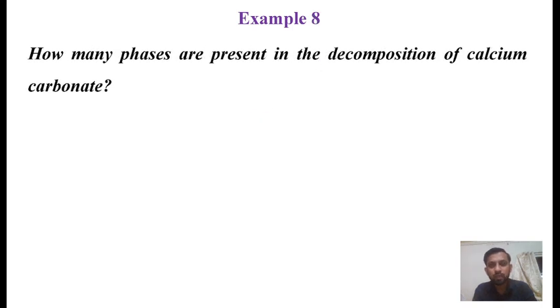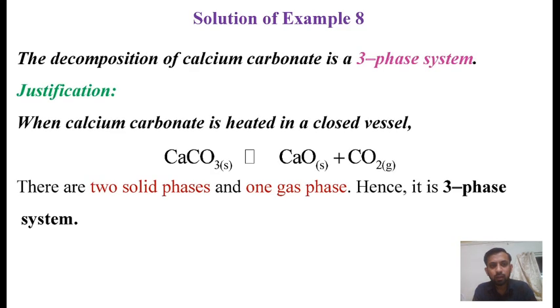How many phases are present in the decomposition of calcium carbonate? When calcium carbonate is heated in a closed vessel, the following equilibrium will be established. Calcium carbonate is in equilibrium with calcium oxide and CO2. There are two solid phases, one for calcium carbonate and one for calcium oxide, and one gaseous phase for CO2. Therefore it is a three phase system, two solid phases plus one gas phase.